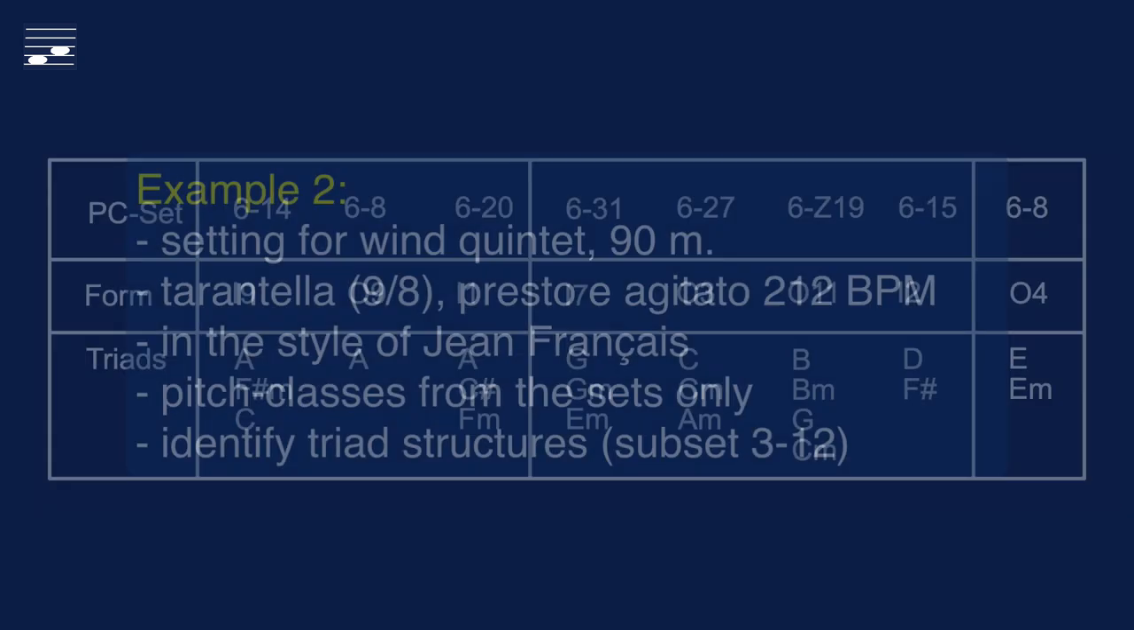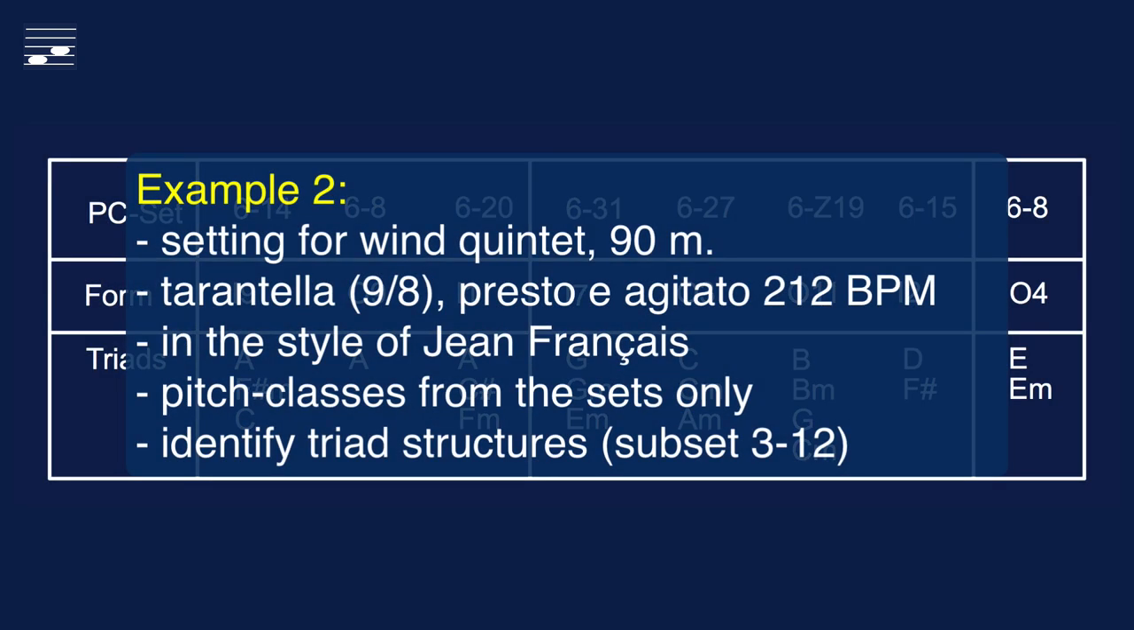This time we use a chamber music instrumentation for wind quintet. They play a fast tarantella in an idiom reminding of composer Jean Français, who wrote a set of wonderful neoclassical wind quintets. Again, all notes in the parts belong to the current pitch class set.